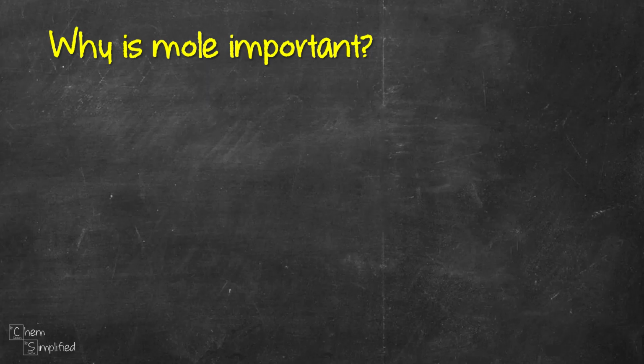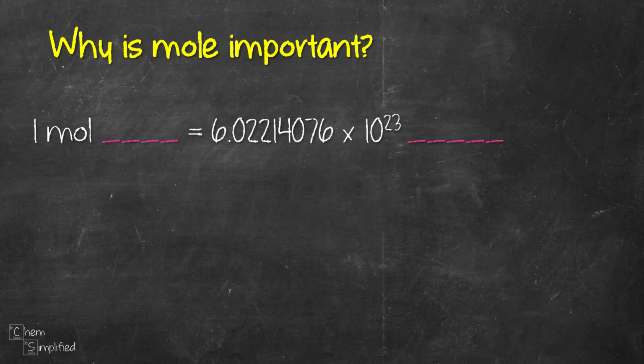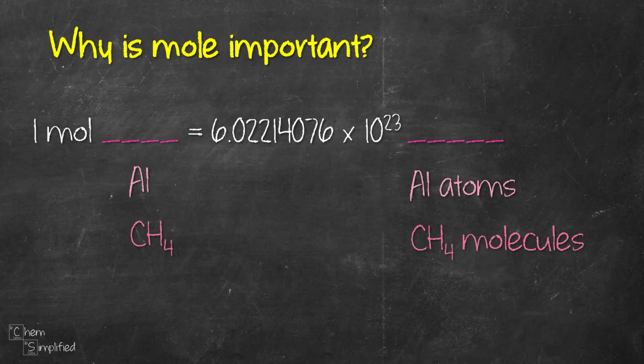Mole is like the universal conversion that allows us to go from one thing to another. For example, we can figure out how many atoms are present. 1 mole of aluminum atoms is equal to 6.022 times 10 to the 23 aluminum atoms. Now, instead of Al, let's say we have CH4. We can say 1 mole of CH4 is equivalent to 6.022 times 10 to the 23 CH4 molecules.